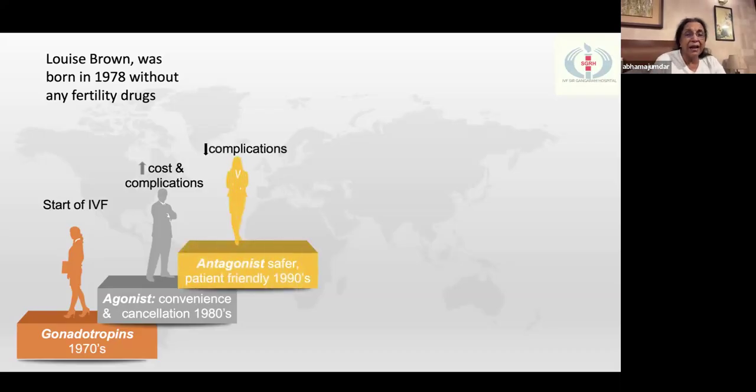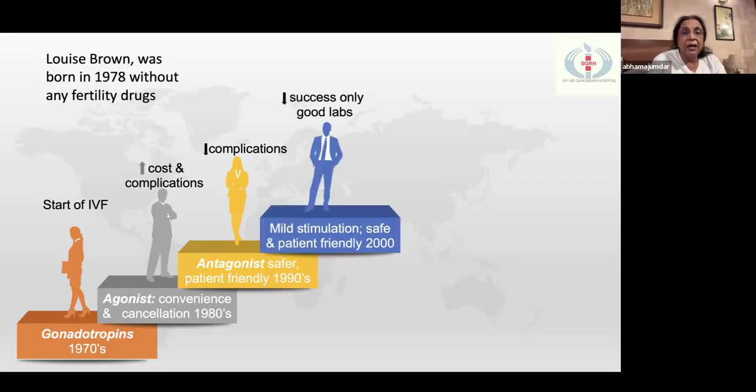And then came the antagonist in the 1990s. That became safer, patient-friendly, and the complications went down. But still OHSS would happen. So people brought in mild stimulation in the 2000s, which was very patient friendly. You gave either oral medicines or very few injections and aspirated very few eggs. But then one had to repeat cycle after cycle, the success rate per cycle became very low, and only good labs could give success.